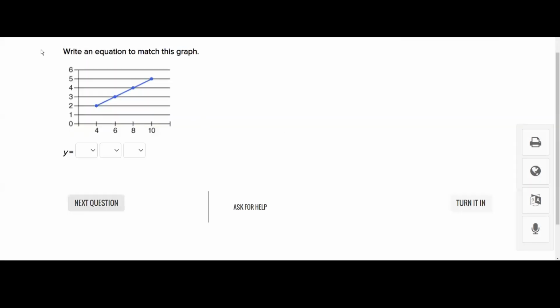Can you hear me? Yeah. Okay. Write an equation that matches this. When x is 4, y is half of it. When x is 6, y is half of it. When x is 8, y is half of it. And when x is 10, y is half of it. So y equals x divided by 2. Okay?